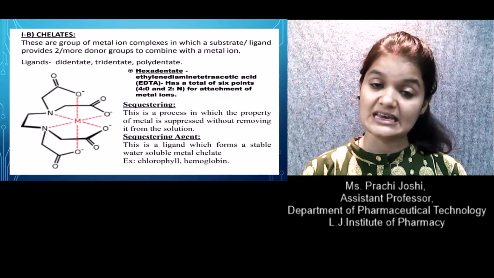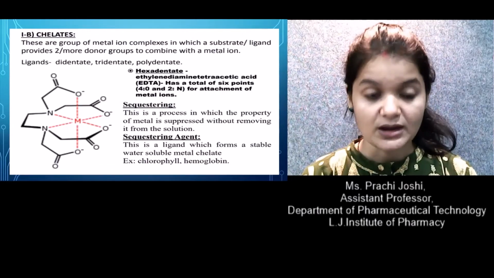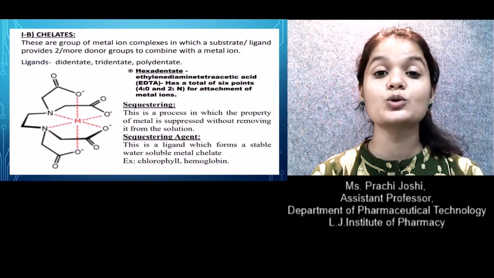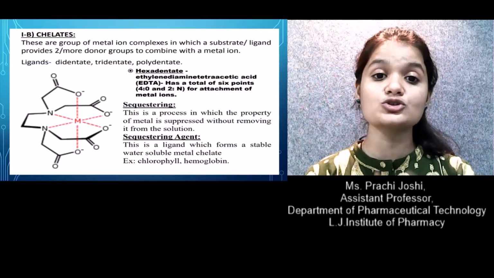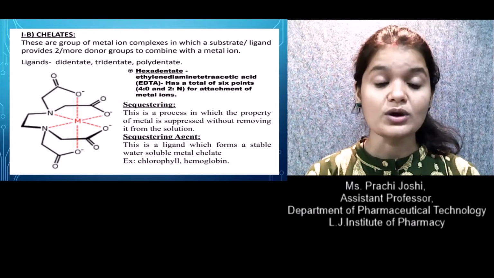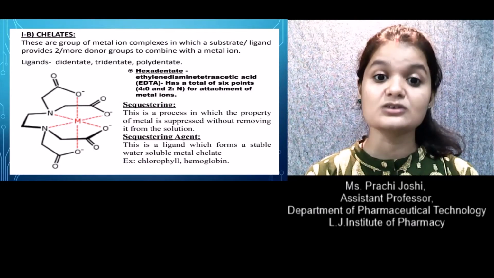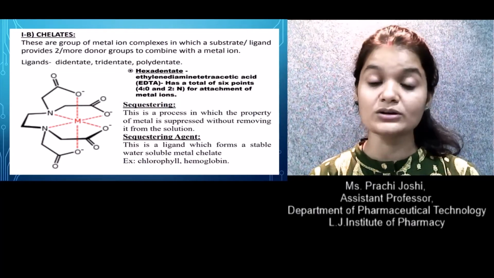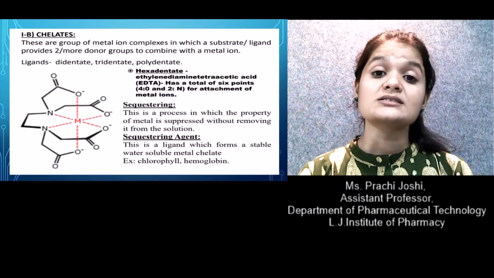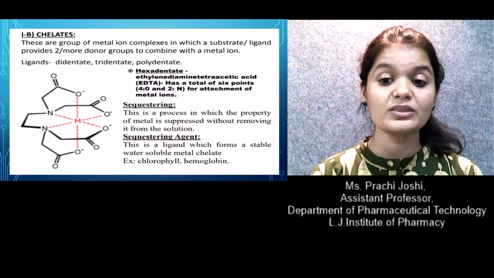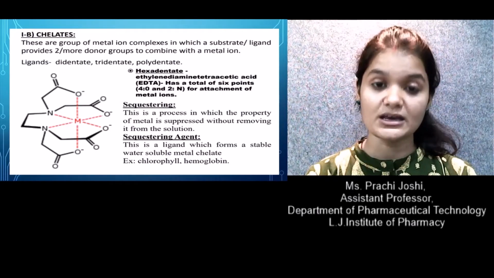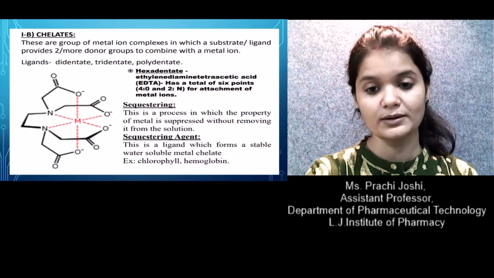Moving further, the second subtitle is chelates. Now what are chelates? These are a group of metal ion complexes in which the substrate or ligand provides two or more donor groups to combine with the metal ion. So the ligand can be bidentate, tridentate or polydentate, and accordingly the name is given. This is also known as a sequestering agent. They are stable, water soluble metal chelates. Examples are chlorophyll and hemoglobin.